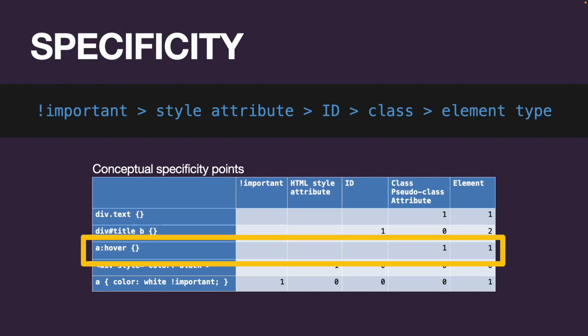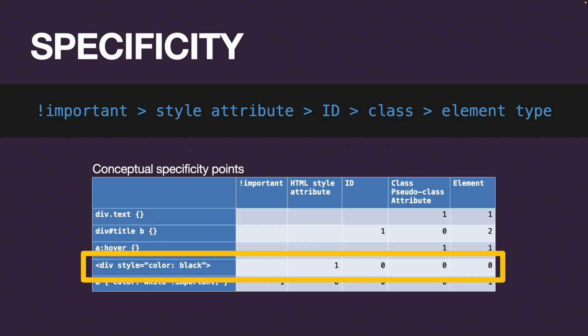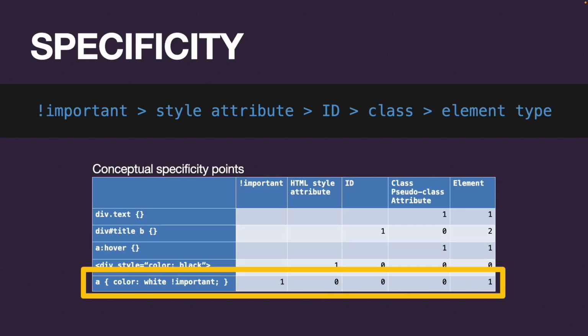Next up, we have a link, an A element with the pseudo class hover. So that's going to get 10 points for the pseudo class and 1 point for the element type. Next up, we have an inline element, and inline elements get 1,000 points. But obviously you cannot add any other selectors to it because the selector is implicit by the inline style being inside an HTML element. And as the last example, we have an A element. So we only actually get 1 point for specifying the element type, but then we get 10,000 points for adding the keyword important. This is plenty to know exactly what selector is going to work for you.